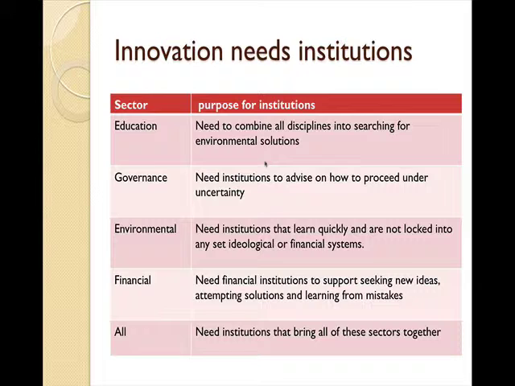Now, innovation needs institutions as well. And I'm going to just discuss how innovations in particular sectors might need institutions in order to help them implement those innovations. So in education, we need institutions that help combine all the disciplines in searching for environmental solutions. Within education, you see departments and that sort of structure, but often it takes another level of institution, either at the university level or research labs, to really combine all these disciplines.